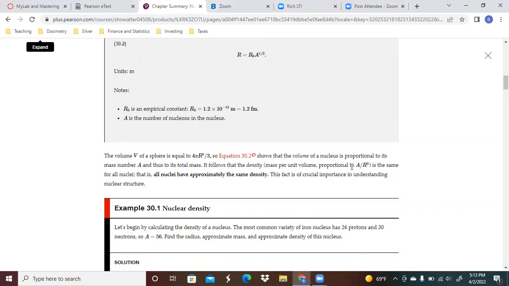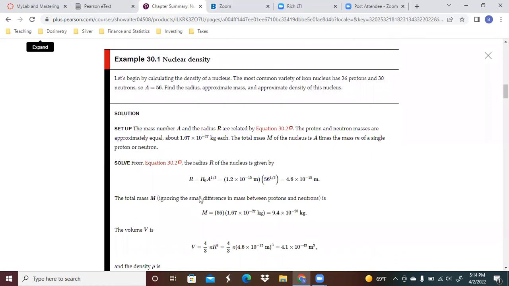It also follows that the density is the same for all nuclei. In other words, all nuclei have approximately the same density. Since they're about the same mass, this doesn't come as too much of a surprise.